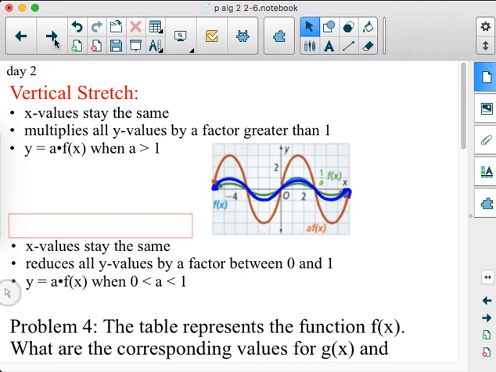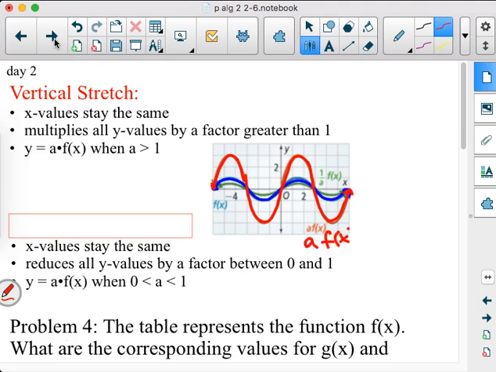So when I look at this, I can see that the red one was a stretch. They grabbed that blue graph wherever it was not touching the x-axis, and they stretched it out. That made the red one, and notice that one's labeled a times f of x. So some number a, when you put it out in front there, makes that stretch. So like it says, the x values stay the same, but you're multiplying all of those y values by a number that's greater than 1, a factor that's greater than 1.